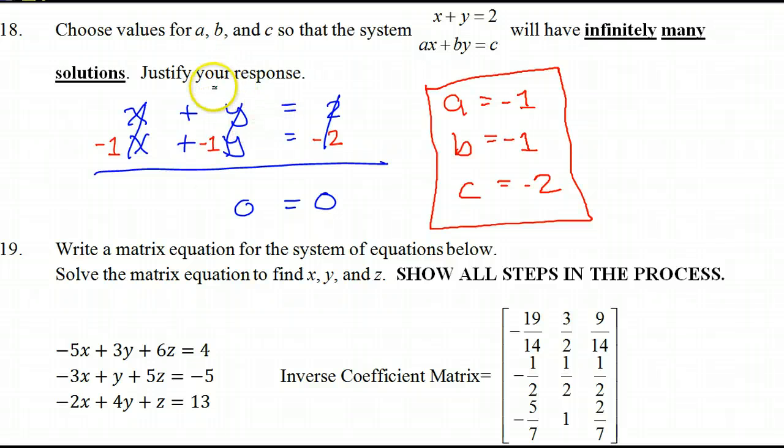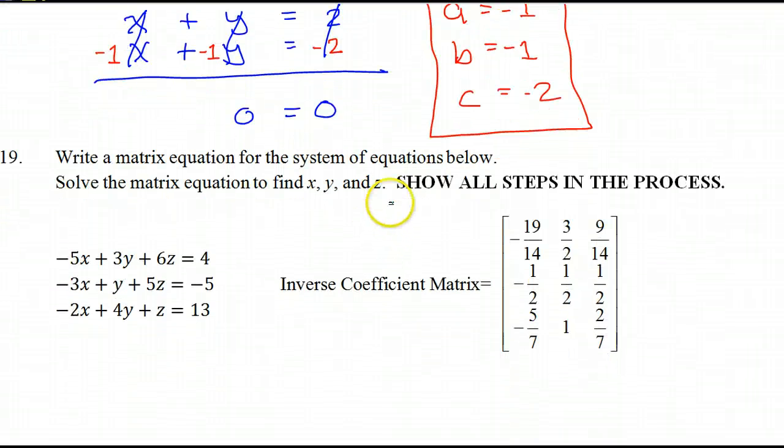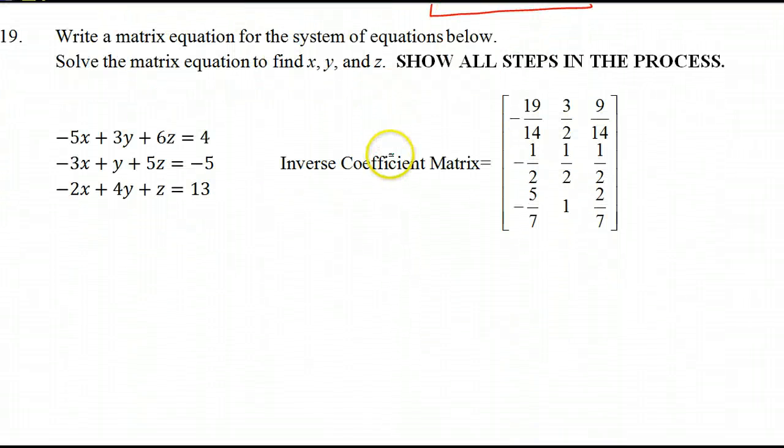Now, I could just as easily have asked you what A, B, and C need to be in order to be no solution. For that, the A and B would still have to cancel out, so they would still be negative 1. But the C would need to be anything other than negative 2, just so those wouldn't cancel out, and then you'd have 0 equals some number, and that would be no solution. Just keep that in the back of your mind.